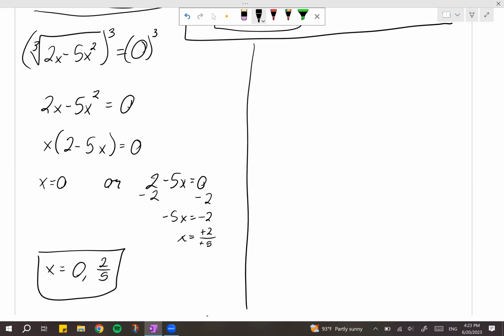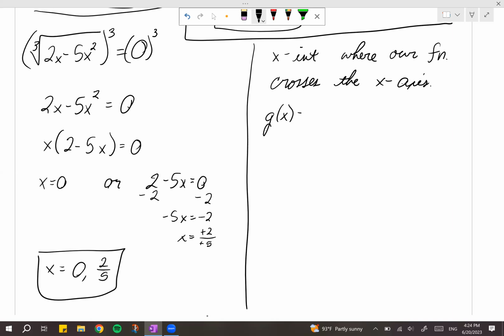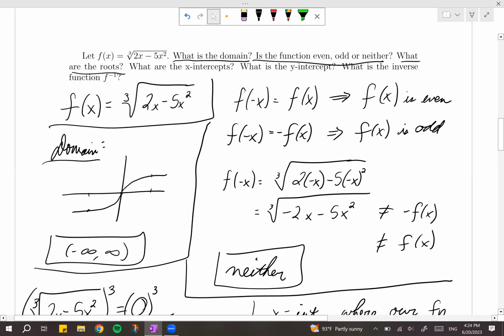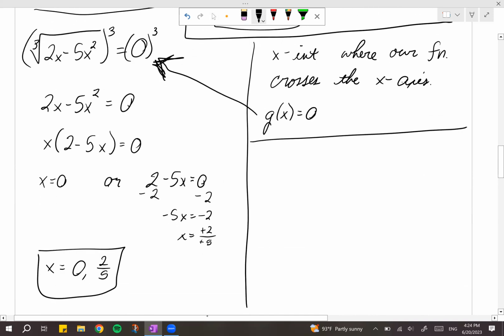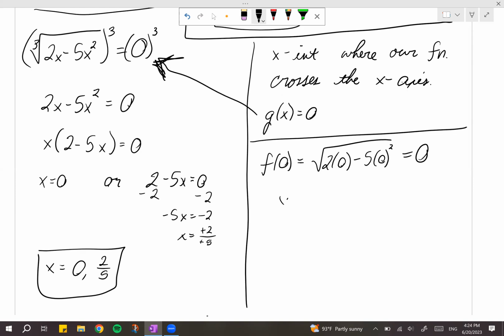Right? These are also our x-intercepts, because the x-intercept is where our function crosses the x-axis. That's whenever our f of x equals 0. So we just did that right here. So this is the same for our x-intercepts. And then the y-intercept is whenever x is equal to 0. So we're going to plug in 0. So we have f of 0 is equal to the cube root of 2 times 0 minus 5 times 0 squared, which is just 0. So 0 is our y-intercept.